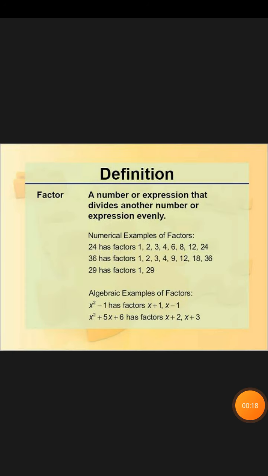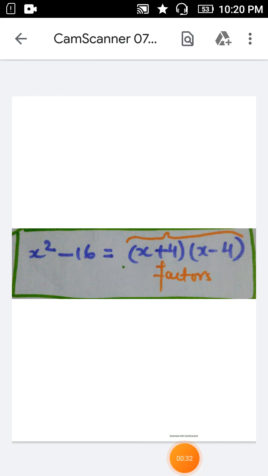First topic is factor. When an algebraic expression can be written as the product of two or more expressions, then each expression is called a factor. For example, what is the factor of x square minus 16? When you try to solve this question, you will find that x plus 4 and x minus 4 both are the factors of x square minus 16.